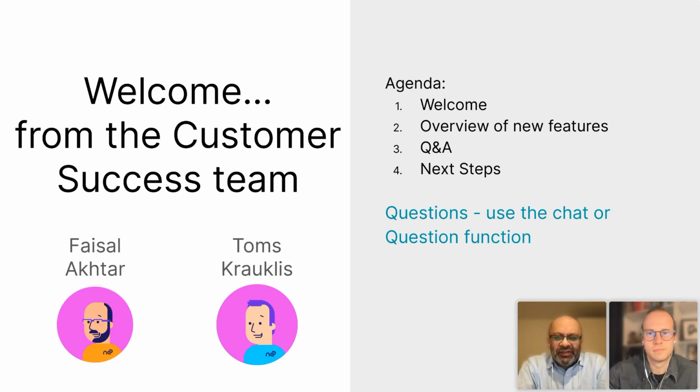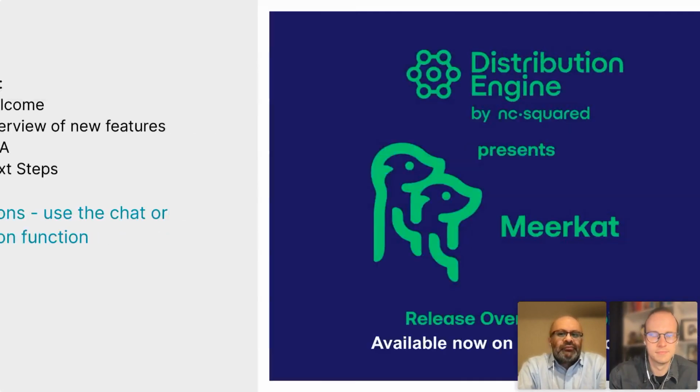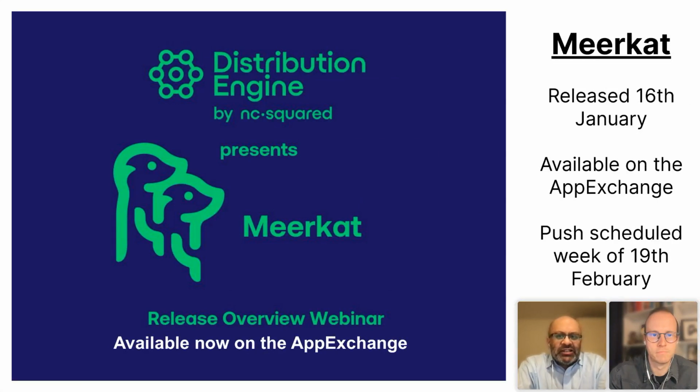But before we jump into the features, let's quickly recap why we've gathered here today. The latest release of Distribution Engine by NC Squared is called Meerkat. It was released on the 16th of January, so you may already be using it. The upgrade is seamless and preserves all of your configuration and settings. It's available on the App Exchange already at no additional cost to our customers, so you can choose when to update. But remember, we will start to push this to customers from the week of the 19th of February.